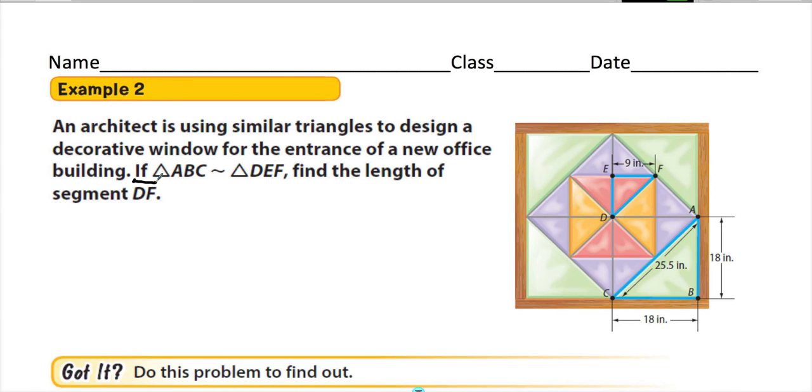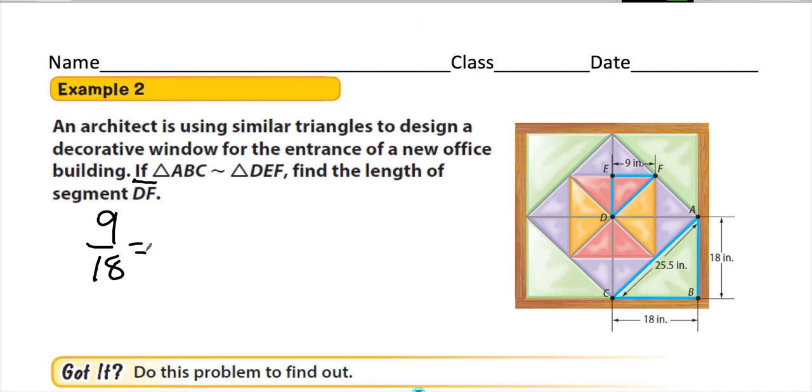So we have ABC matches with DEF. So AB, which is 18, matches with DE, and we don't know what that is, so we can't really use that one. We have BC, which matches with EF, so we do have that one. So that's 9 and 18. So we'll go small, big. So we'll do 9 over 18. And then we're supposed to find what DF actually is, which is the long side here. That's actually called the hypotenuse, because this is a right triangle.